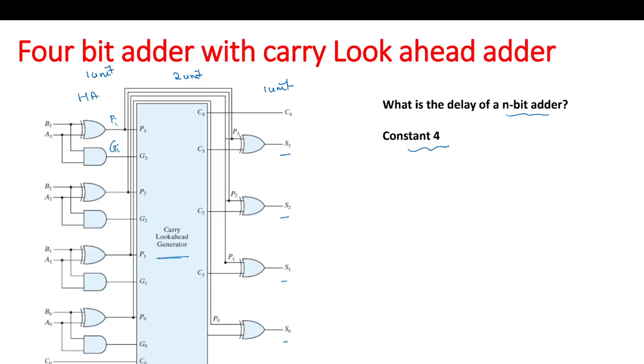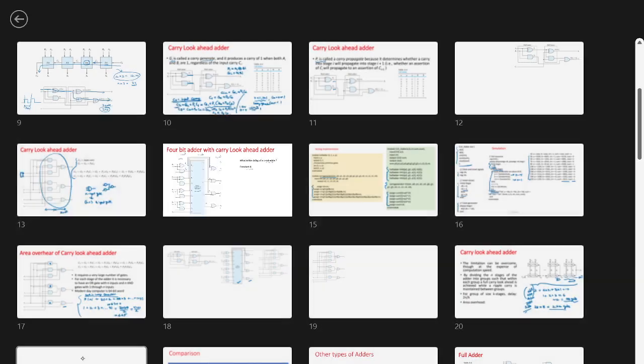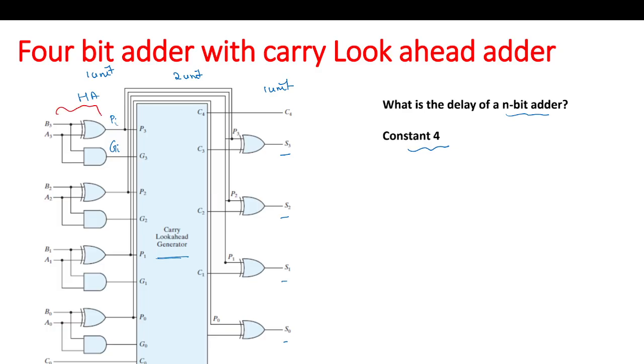So we need a half adder block. With these half adders, we compute the propagate and the generate values, and then we have a carry look ahead adder block which pre-computes this carry. Now we have the pre-computed carry. We have to calculate the sum.